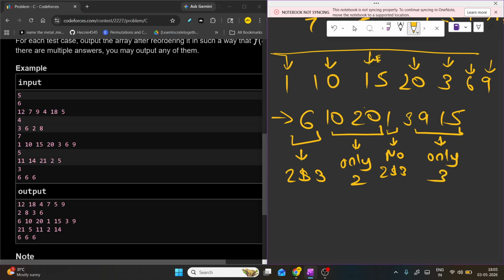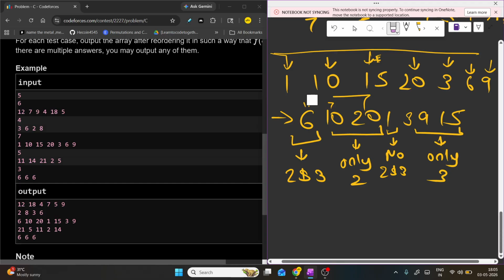Only 3. Okay, now why are we doing this? We know that if any subarray contains an element divisible by 2 and an element divisible by 3, then it would always be divisible by 6. So this subarray would be divisible by 6. Any subarray which consists of 6 would always be divisible by 6.